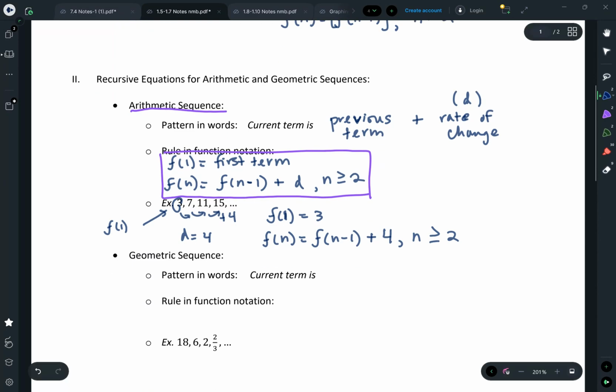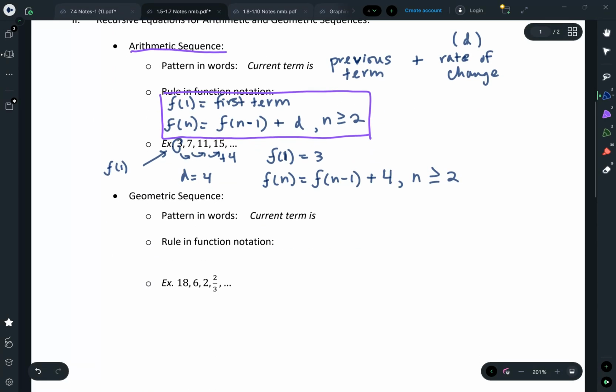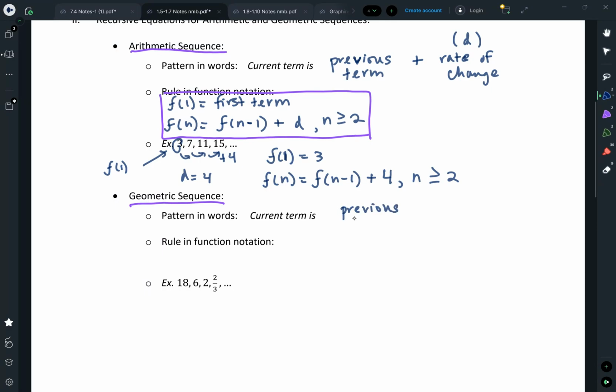All right, next one. Geometric sequence. For a geometric sequence, what we're looking at doing is we're always taking our previous term. So current term is previous term times our growth factor. Our growth factor is the same as our common ratio. That's our r. It's whatever we're multiplying by each time.